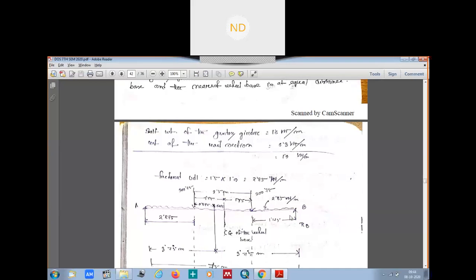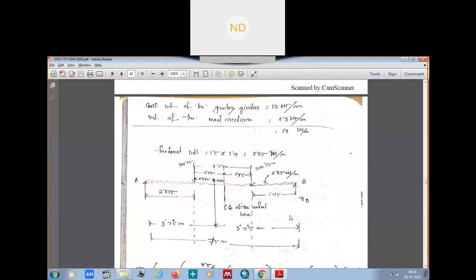So we will know this is the UDL here now, right? This is the UDL, the factored load 2.85 kilonewton per meter. Okay, so this was our UDL, which is 2.85 kilonewton per meter. Now the maximum bending moment will occur below the wheel loads at this point A.